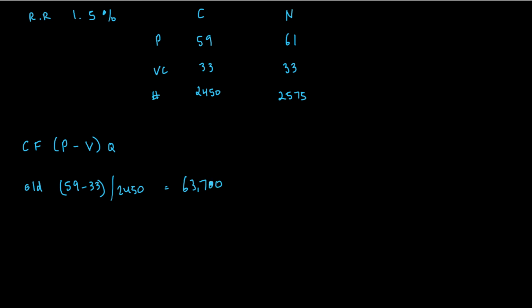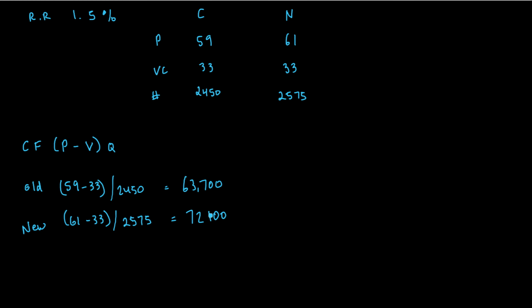Okay, and we do the cash flow for the new policy. So we have a change in price here. The new price is going to be $61 minus the variable cost, which is 33. That has not changed. And we're going to multiply by our new quantity, which is 2575, and that ends up equaling 72,100.